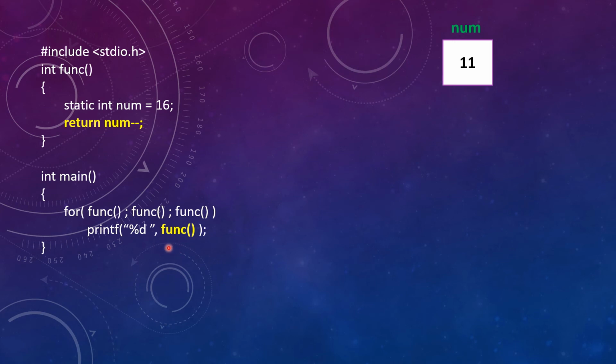So again we have moved inside the for loop, and again we will call this function, and again we will return 11, and the num variable will be decremented by 1. So now the value is 10. So 11 is returned from this function call. So 11 will be printed on the output console.